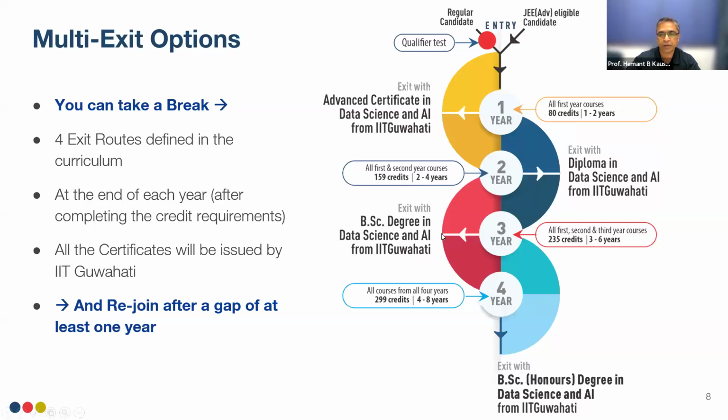But of course, you can take a BSc degree after 3 years, and a diploma after 2 years. So these are the 4 exit routes at the end of a particular number of credits or at the end of some years. And remember, all the certificates are issued by IIT Guwahati.